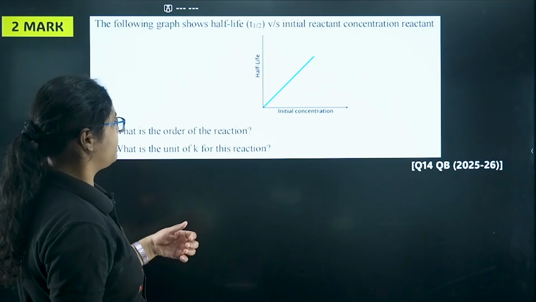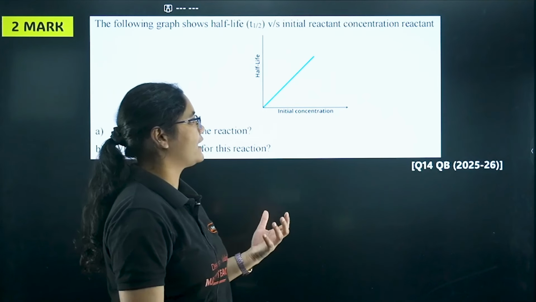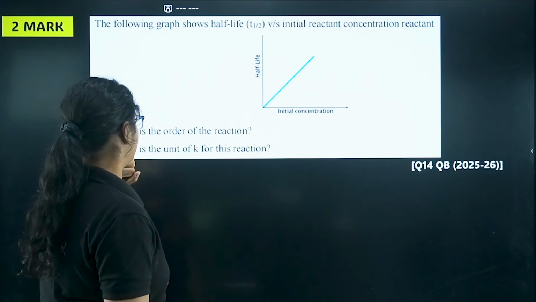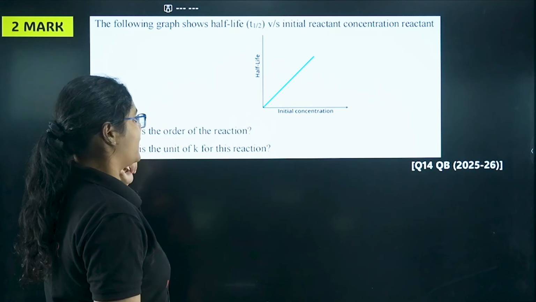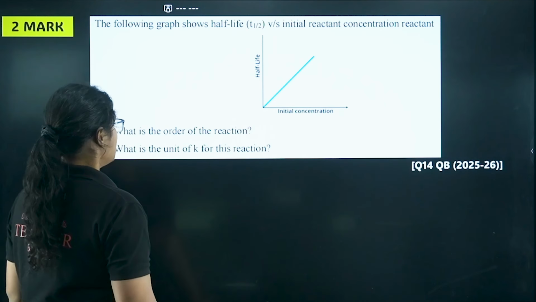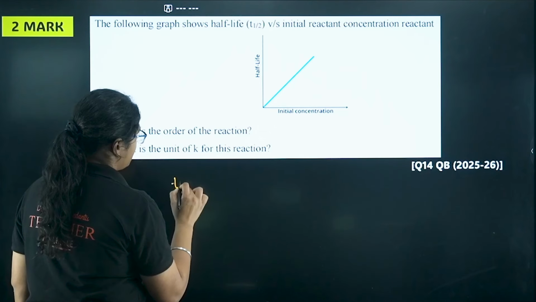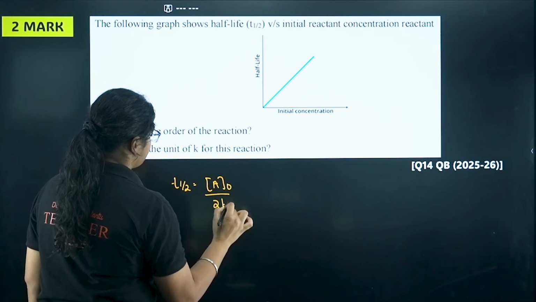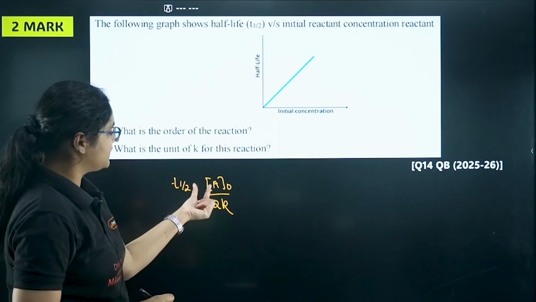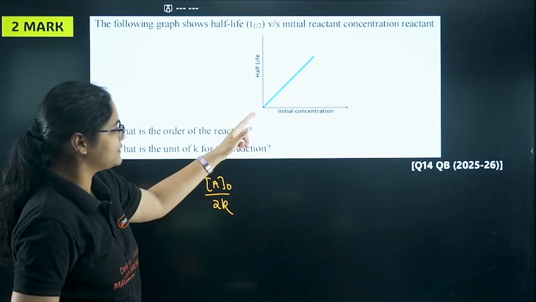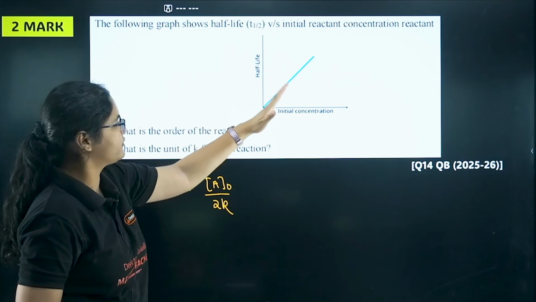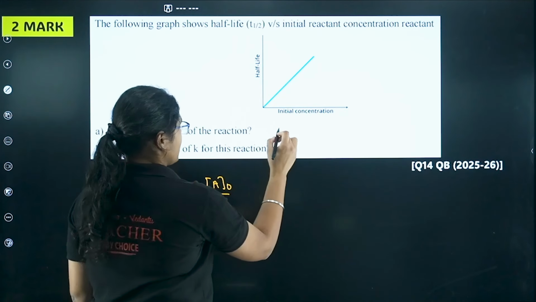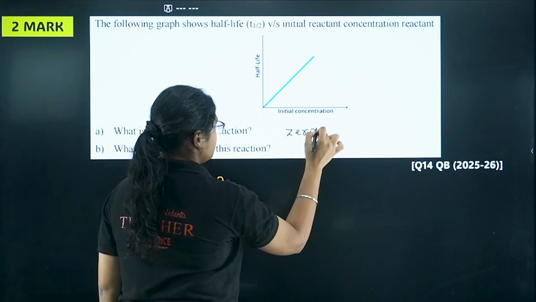Okay, next we'll move to the following graph. It shows half-life, that is T half versus initial reactant concentration. So half-life is there and initial concentration is there. What is the order of the reaction? So if you see, for 0th order reaction, what is the formula? T half is equal to A naught by 2K. So what you see here, T half is directly proportional to A naught. So as the initial concentration increases, T half increases. So what I can say, the order of the reaction is a 0th order reaction.